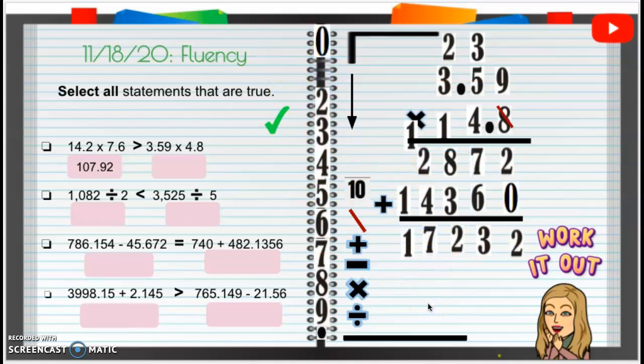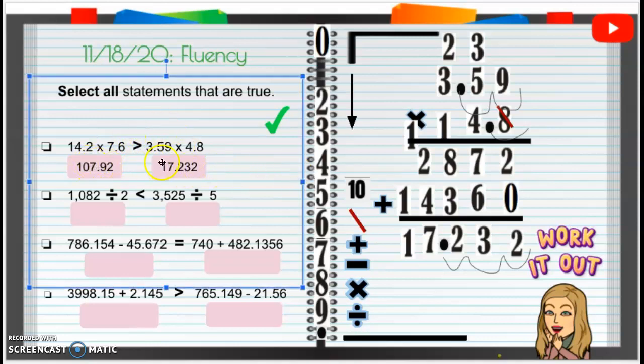Now we're going to move our decimal. Let's see. It goes in 1, in 2, and in 3. So in 3 total. So in our answer, in 1, in 2, in 3. So it's going to be 17 and 232 thousandths. In this case, this means 107 and 92 hundredths is greater than 17 and 232 thousandths.